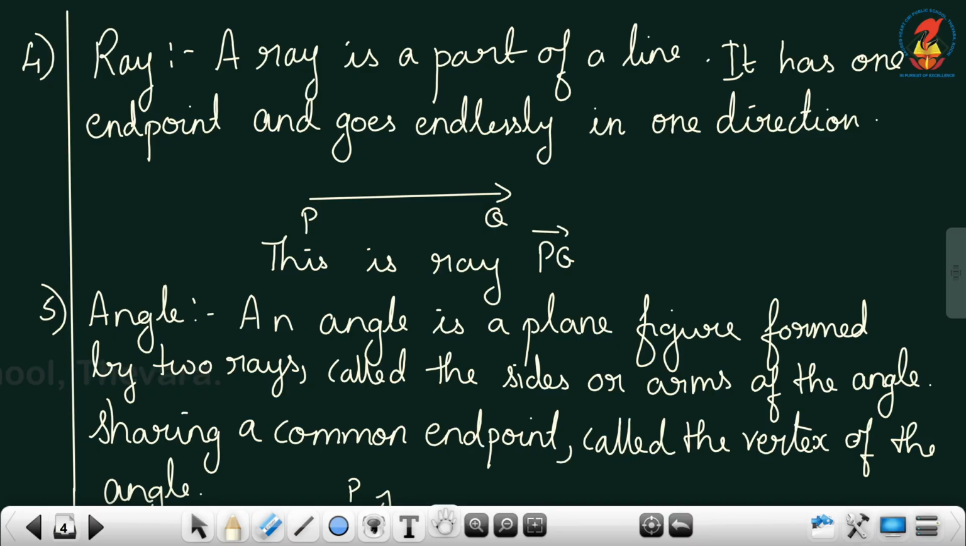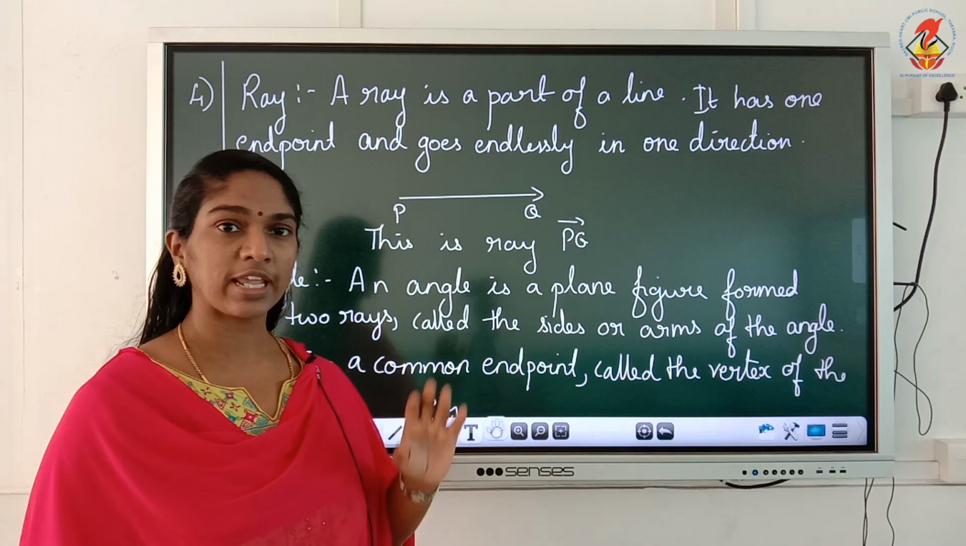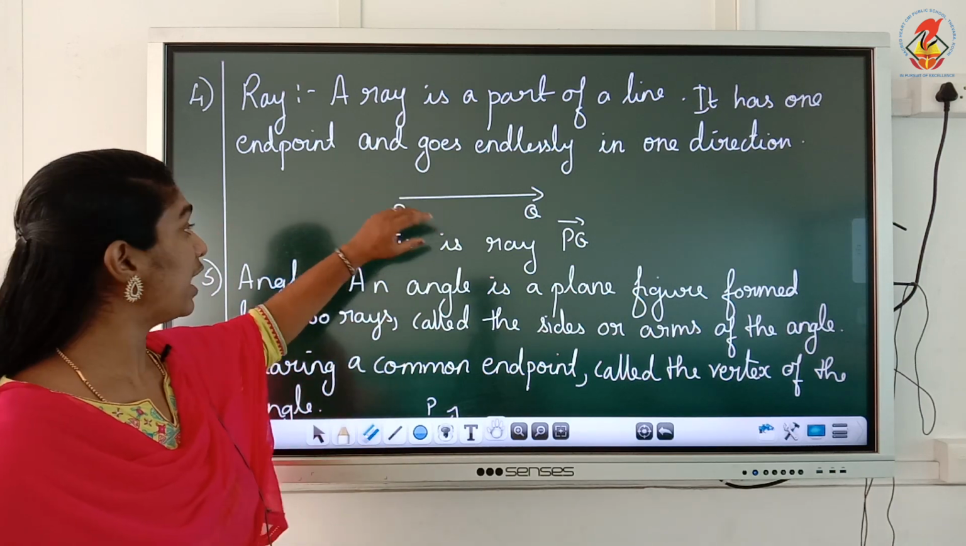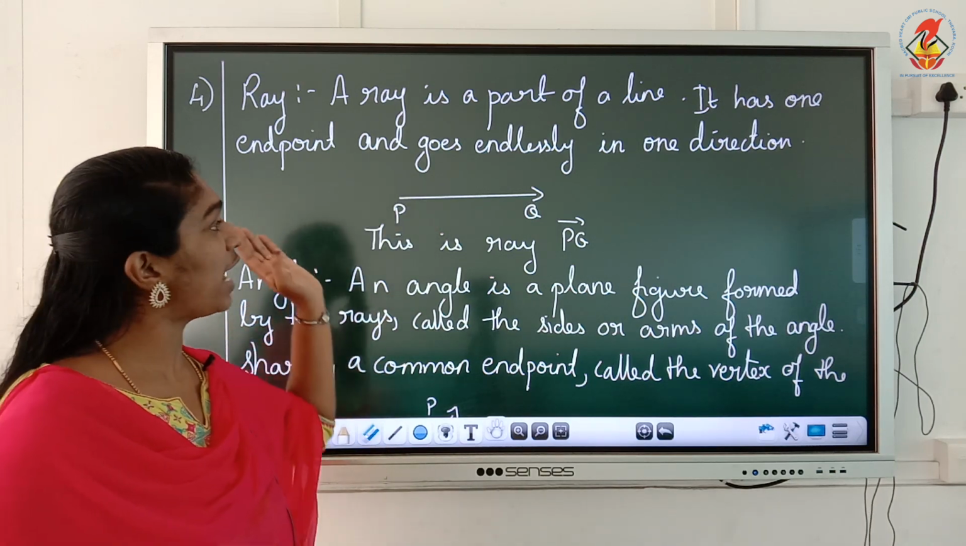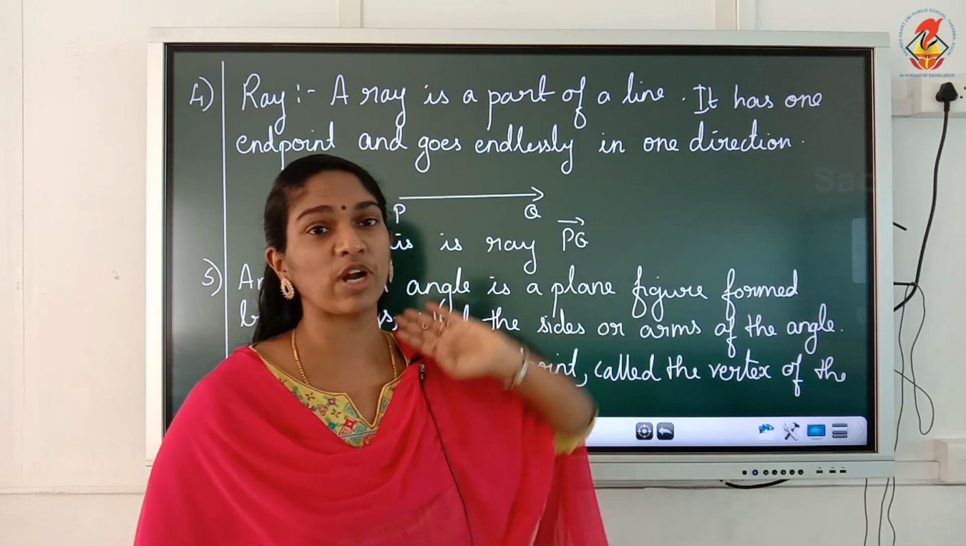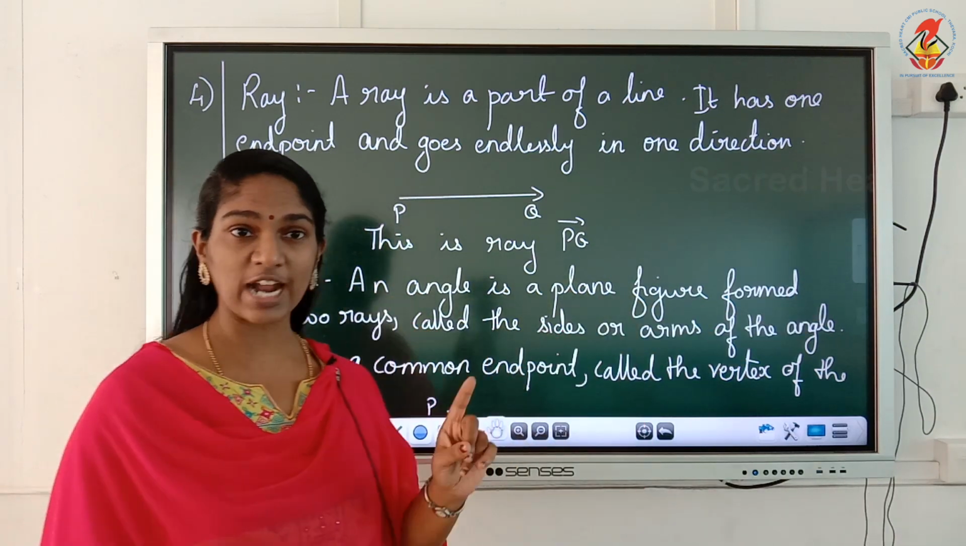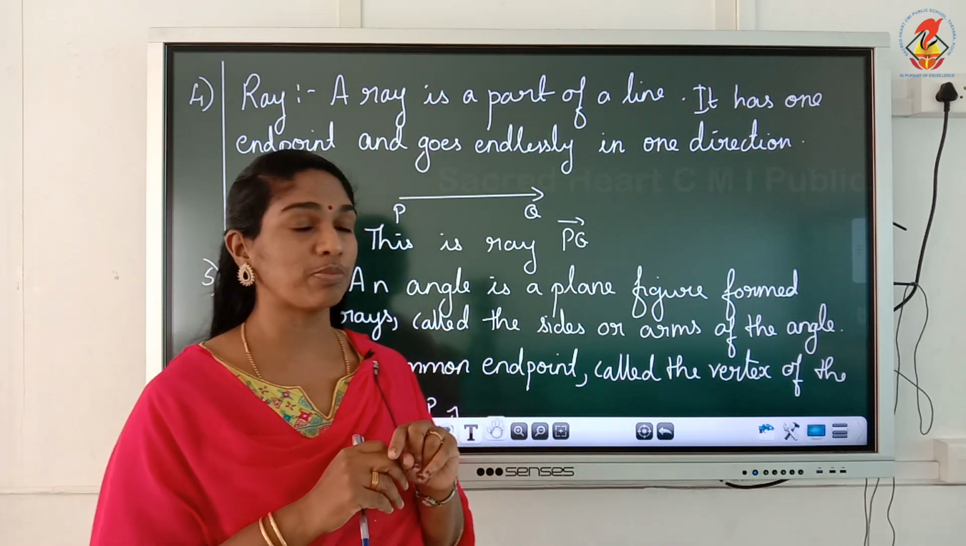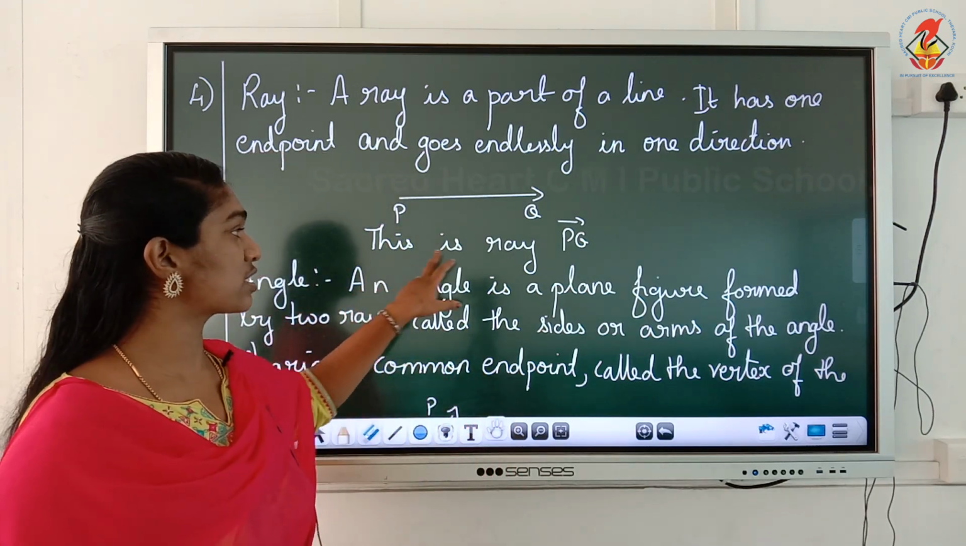Now coming to the next topic, that is a ray. What is a ray? A ray is also a part of a line. But what is the difference over here? It has one end point and it goes endlessly in one direction. It has a starting point but it does not have an ending point. It goes endlessly in the opposite direction. So this is called a ray.